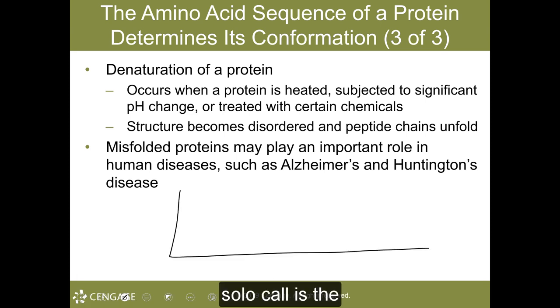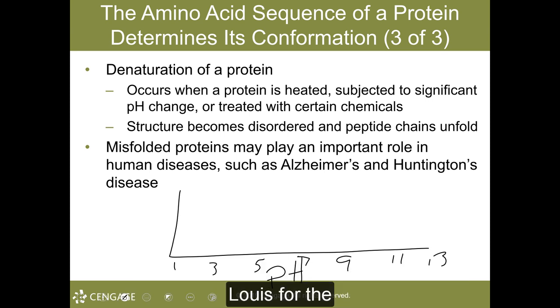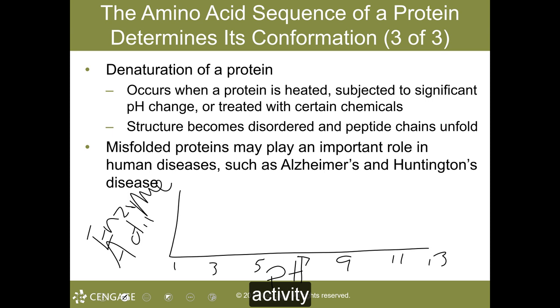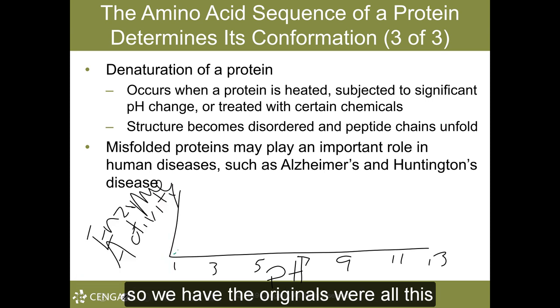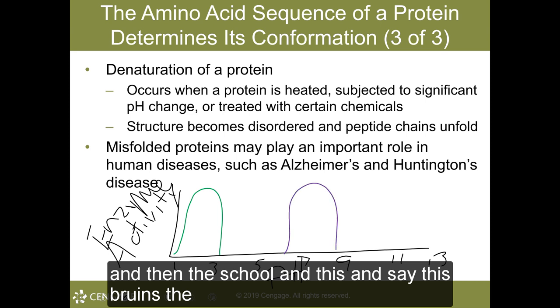Give me just a second here. So I'll call this pH. I'll say let's just go with 1, 3, 5, 7, 9, 11, 13. pH, let's begin. So thinking of pH, class, of the stomach. And that's pH. And it's going to be, I'll call this enzyme activity. Enzyme activity. So we have that, and let's go and draw this. So that does that. And then let's go over to this, and let's say this does that.